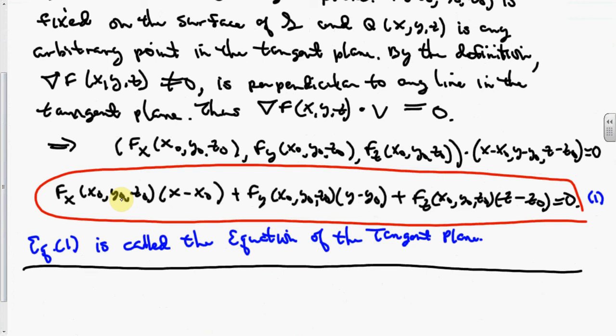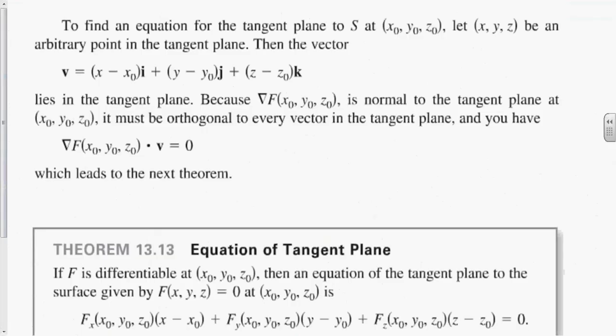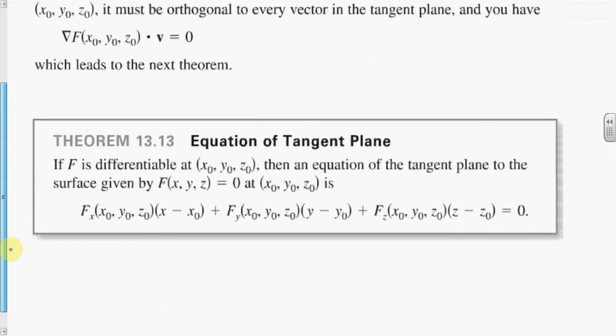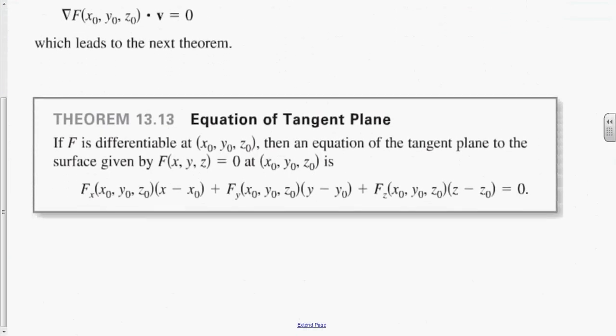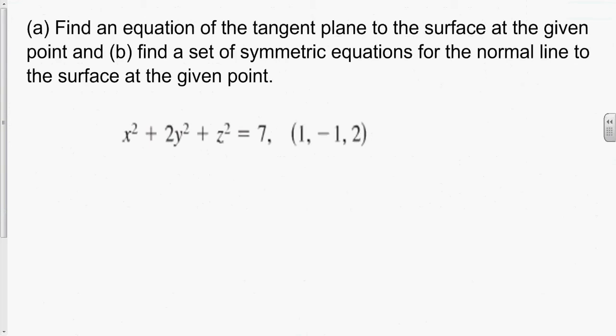So now with that said, let's look at a problem. Here they give us one equation. Part A, you want to find the equation of the tangent plane to the surface at the given point, and then part B, find a set of symmetric equations for the normal line to the surface at the given point.